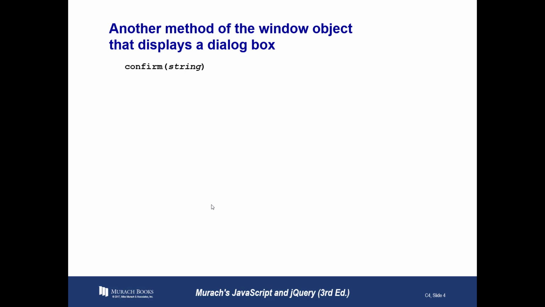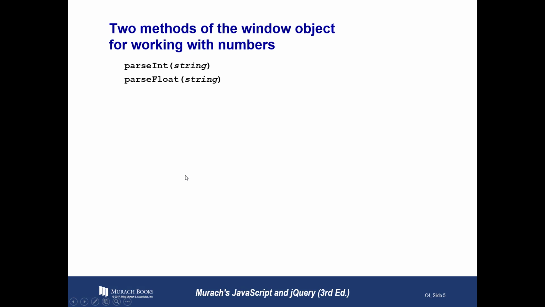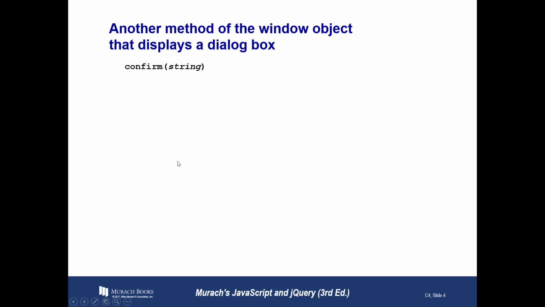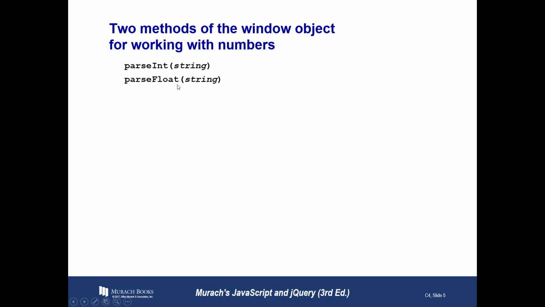Now, I didn't talk about the confirm dialog box. In my humble opinion, using prompt and alert, you really don't need confirm. Alert tells you something and then has you close it. Confirm asks you a question, basically wants you to put in a yes or no.